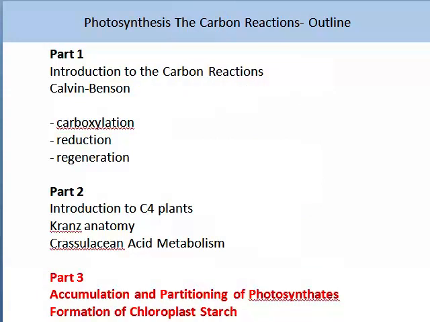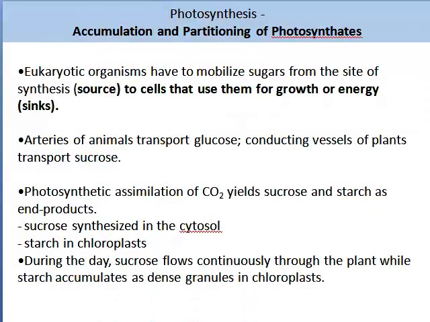In part 3 of the photosynthesis, the carbon reactions lectures, we will study the acclimation and partitioning of photosynthates and the formation of chloroplast starch, and we will also touch a little on sucrose. So let's start with a discussion on acclimation and partitioning of photosynthates. These are the products from the carbon fixation of photosynthesis. Eukaryotic organisms have to mobilize sugars from the site of synthesis, what we call source, to cells that use them for growth or energy, and we call these sinks.